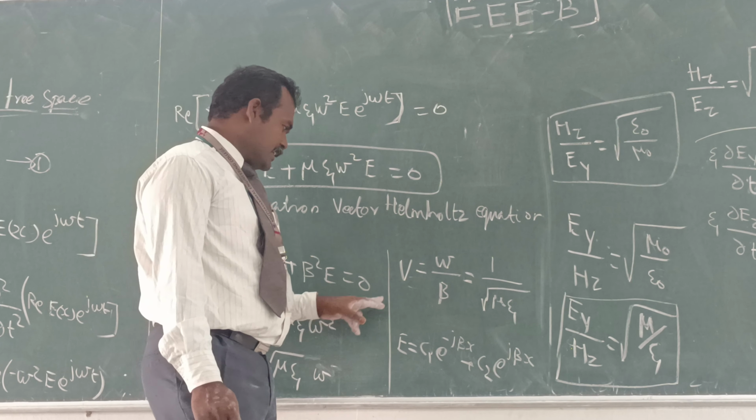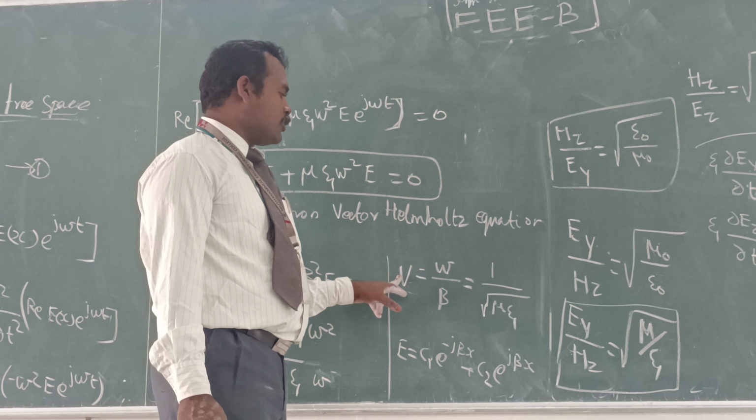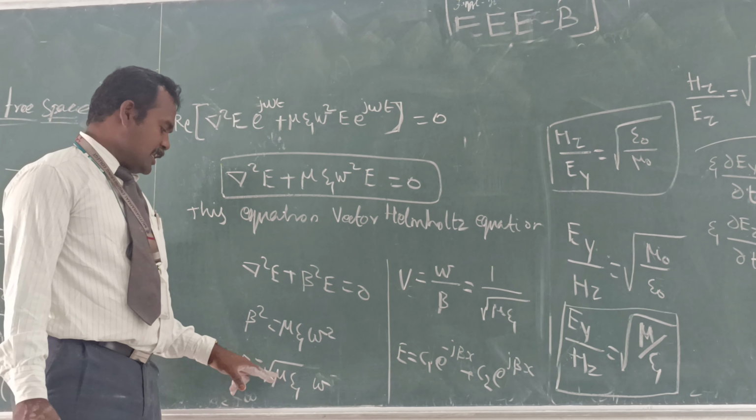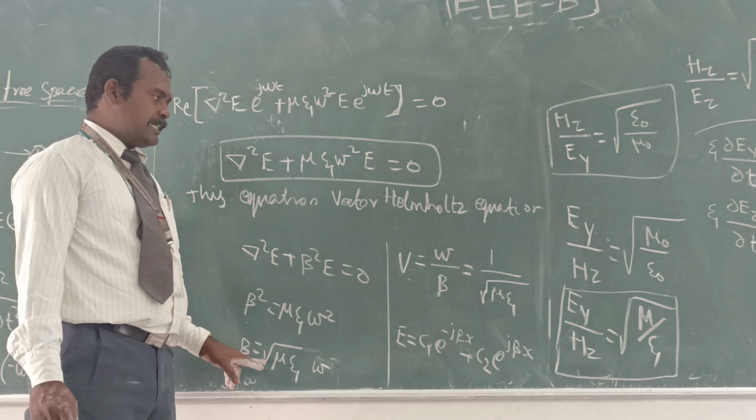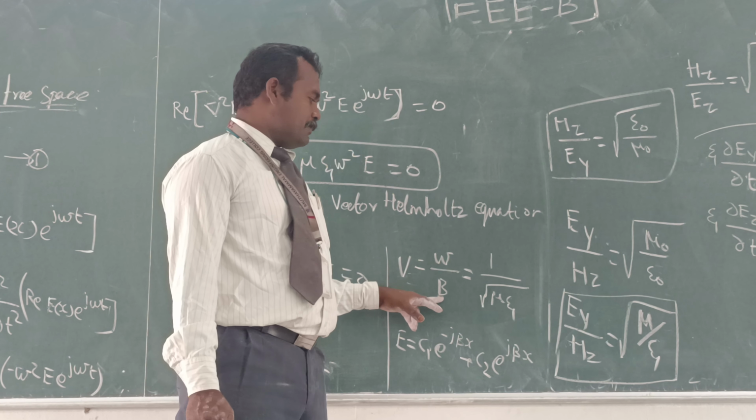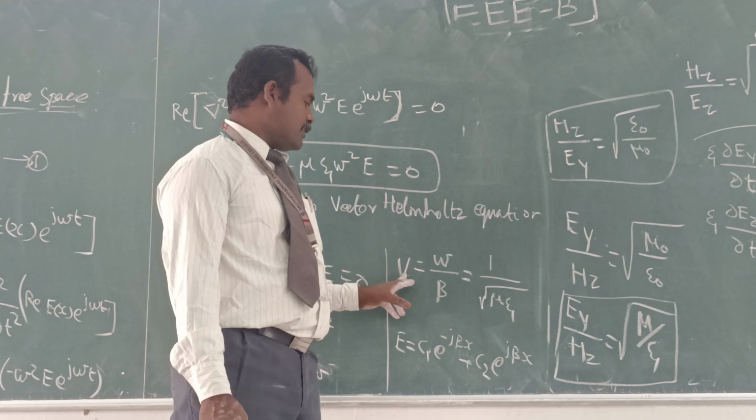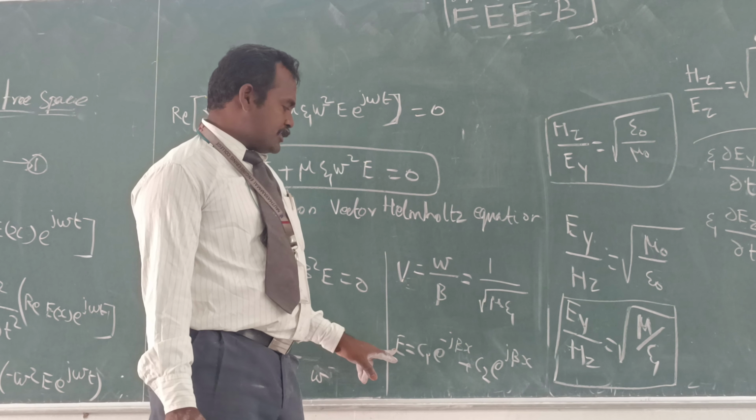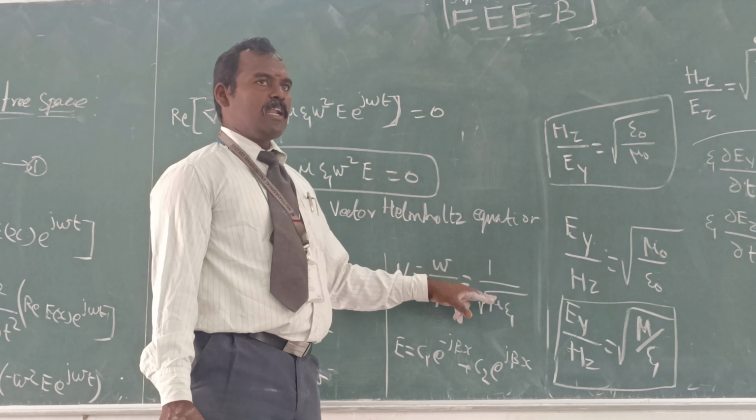In terms of velocity, v should be equal to omega divided by beta. That is the velocity, where beta is the phase shift constant and omega is the angular velocity. That is the wave velocity, the speed of the wave, right? So E should be equal to the same expression, where you have written the phase shift constant as well as the velocity.